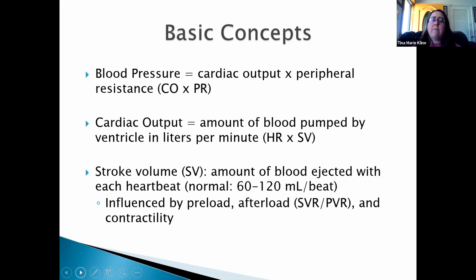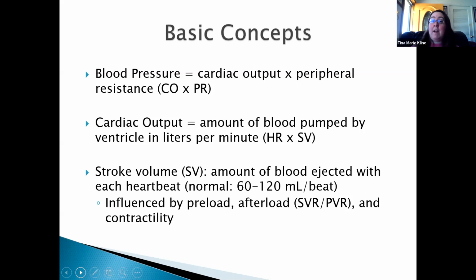Stroke volume just refers to the amount of blood that gets ejected from the left ventricle. Well, from any ventricle, but we really focus on the left ventricle. Normal is anywhere from 60 to 120. And how much the stroke volume is going to be is going to depend on a lot of things. If your patient is in fluid overload, so I have an increased preload, that stroke volume might be diminished just because of the amount that they're having to try to push at one time.